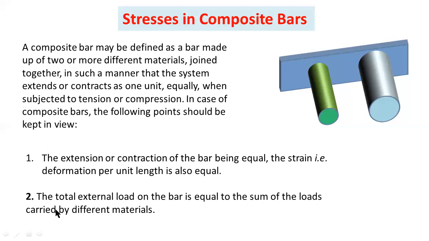The total external load on the bar is equal to the sum of the loads carried by the different materials. The meaning of this line is that the total load acting on the compound or composite bar is equal to the load shared by bar 1 plus the load shared by the second bar. So the total load carried by the composite bar is equal to the sum of the loads acting on each bar.